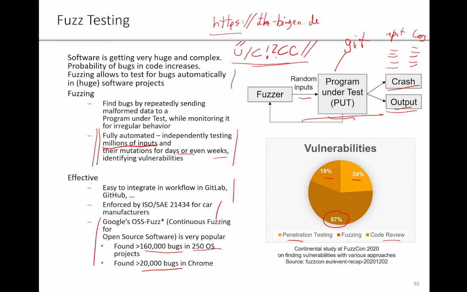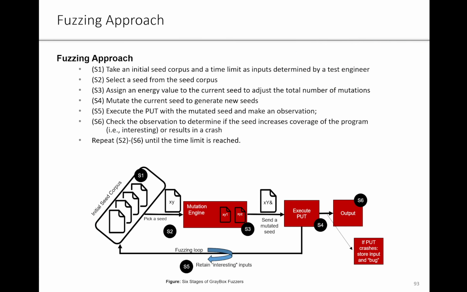So how does fuzzing work? This is the setup. What do we have? Here we have the code. Here we have the program, the executable. Here's the input, and this is the output. So how do we start? First we take some initial seed corpus. That is the starting input values.